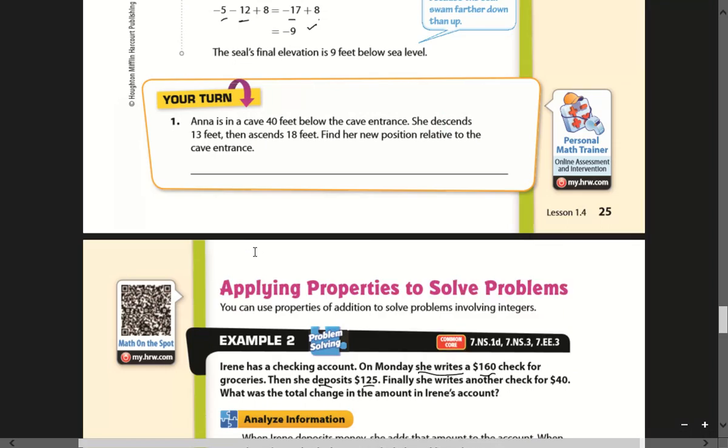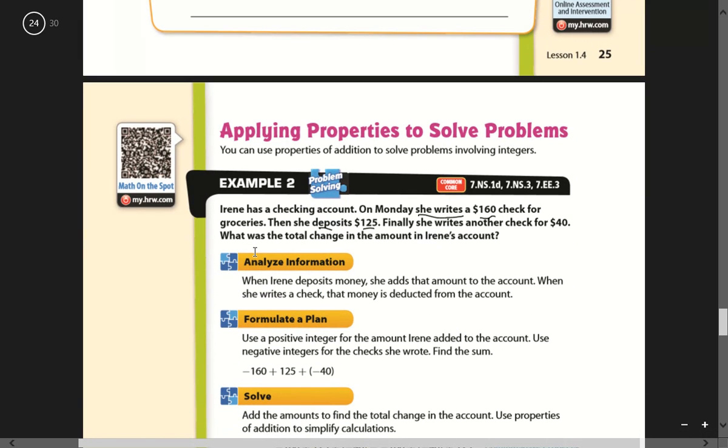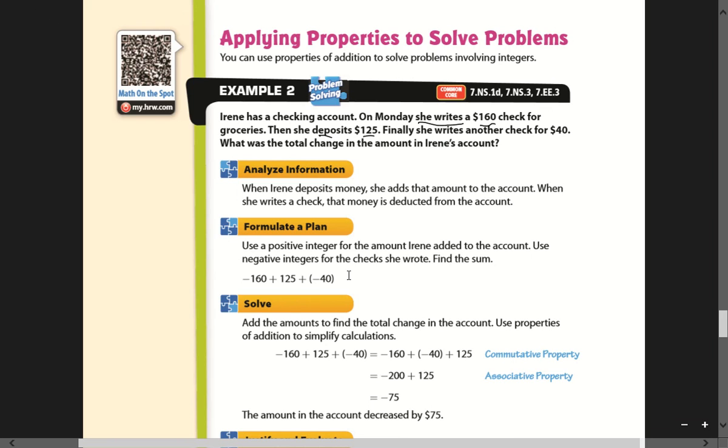Next, let's go to example 2. Example 2 relates the subtracting rule to the addition rule, the rules that we discussed in the class.